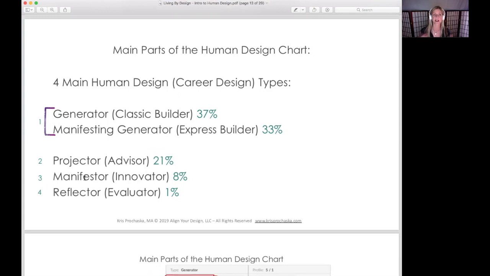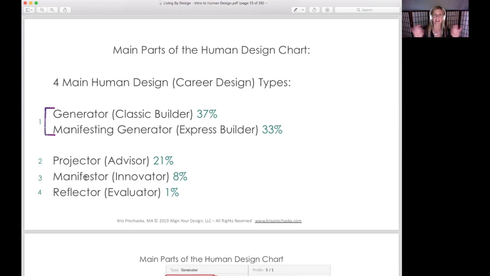Okay. So in an ideal world, the manifester starts things, the builders or generators provide the energy for this movement. The projector or advisor says, hey, you guys need to move over here and do this and guide the rest of us. And the reflector or evaluator is there saying, hey, are we doing the right thing? Are we in the right place? They see the big picture and are really evaluating the whole process.